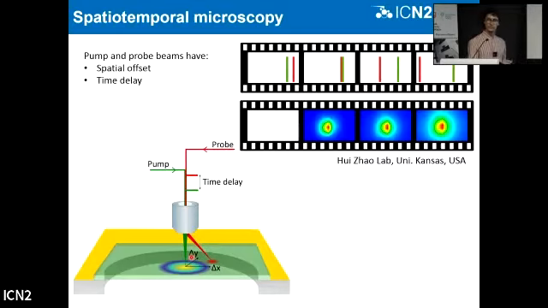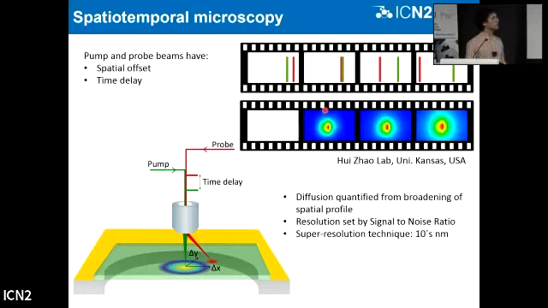If we look at this for different time delays, we can see how this excitation changes. And what you see is that it starts off as a small region of the sample and gradually gets bigger and bigger in time as the excitation is diffusing out of the central region.